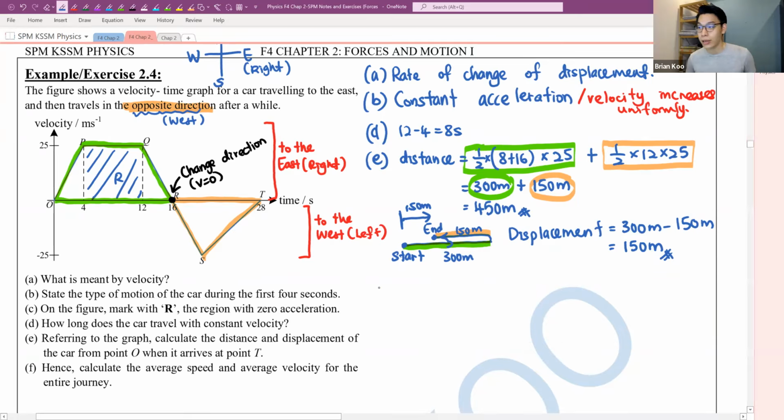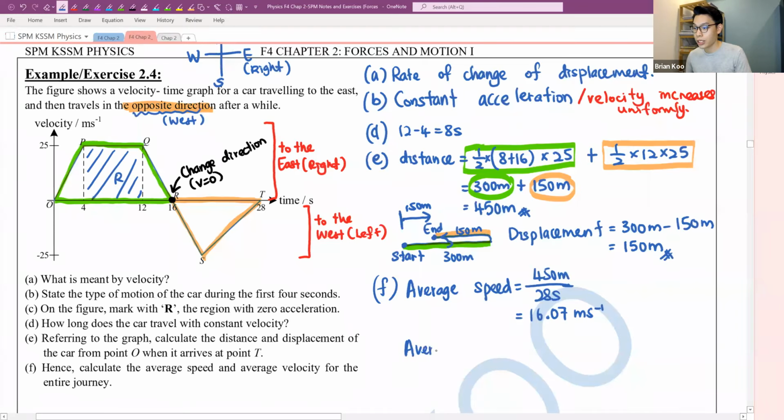And now everybody, we go to part F. Hence, calculate the average speed and average velocity for the entire journey. Since we have calculated the total distance and the total time, we can find the average speed, which is 450 meters divided by the total time. You look at the graph, go up, go down, go up, go down, and then eventually stop at 28 seconds. Calculator, type, you will get 16.07, or 16.1 also can. That's good enough.